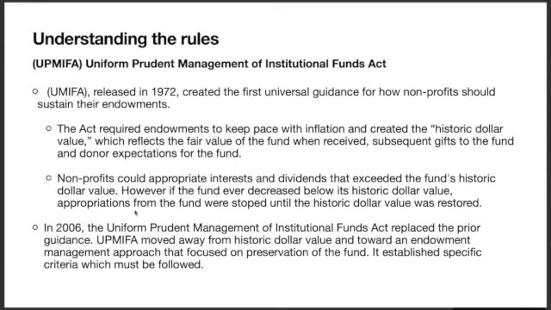So in 2006, this is when UMIFA became UPMIFA, and the act replaced the prior guidance. UPMIFA moved away from the historic dollar value limit toward an endowment management approach that focused on preservation of the fund and established specific criteria which must be followed. So I would say the main difference between the two is really moving from that historic dollar value requirement to more of a total return metric.